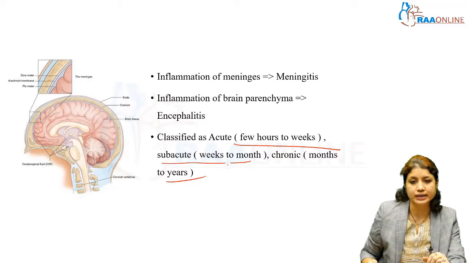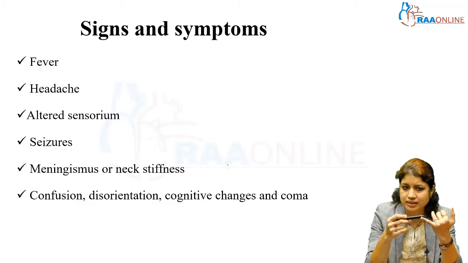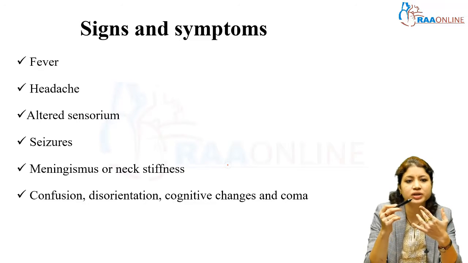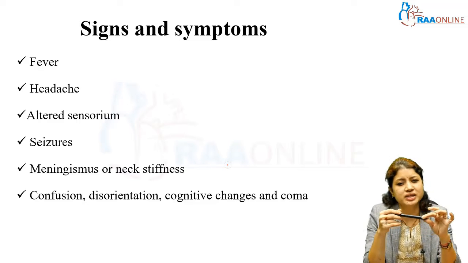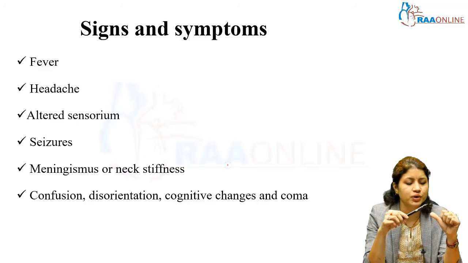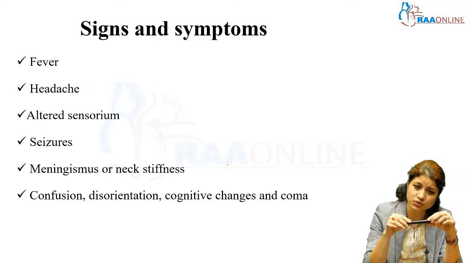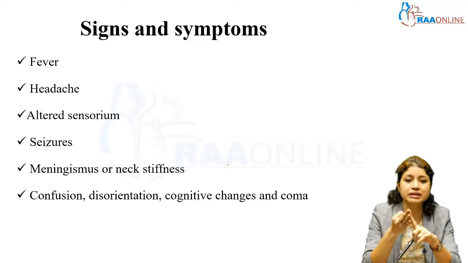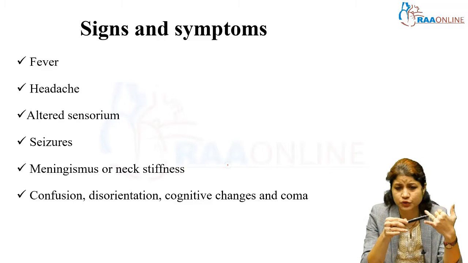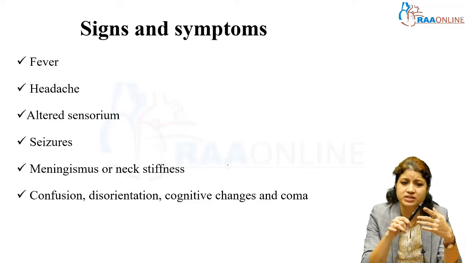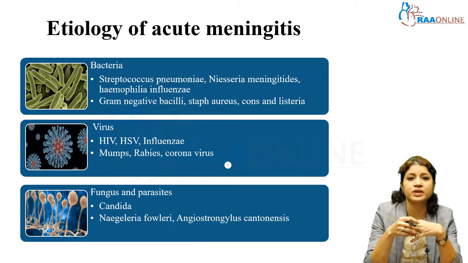of months to years. So symptoms we saw: fever, classically, headache, altered sensorium, seizures, meningismus or neck stiffness. But this meningismus or neck stiffness is not found in almost all the patients. And secondly, to detect it in an ICU patient can also sometimes be difficult. Third thing, it is subjective to each one. And then you can have confusion, disorientation, cognitive changes. In fact, the patient can present to you in a florid coma state.